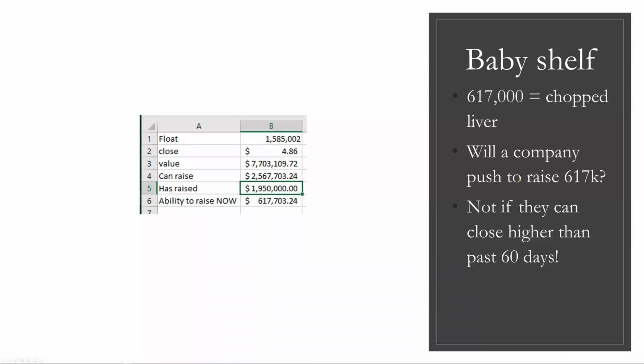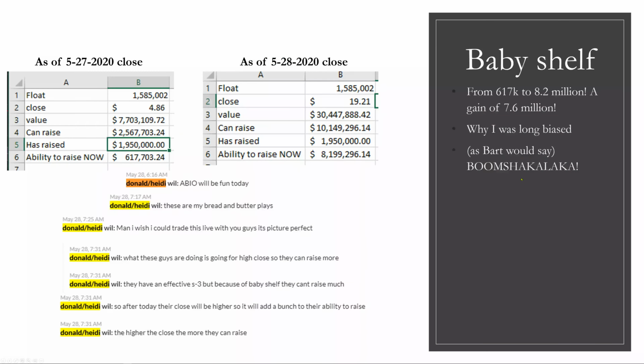All right. And so this was the amount that they could raise before this PR and all of this stuff. Now I want to show you how much they can raise. Maybe I should take all these out. This was in a former chat room. But I was saying, hey, ABio will be fun today. These are my bread and butter plays. The higher the close, the better, blah, blah, blah. So look at what they did in one day. They were able to raise 617,000, but when the day closed, they're able to raise 8.2 million. I mean, how crazy is that, right?